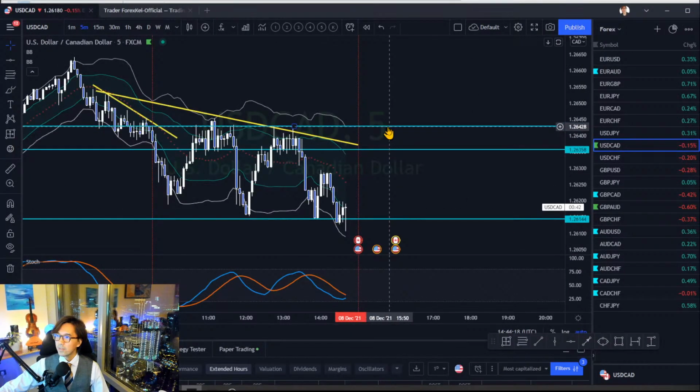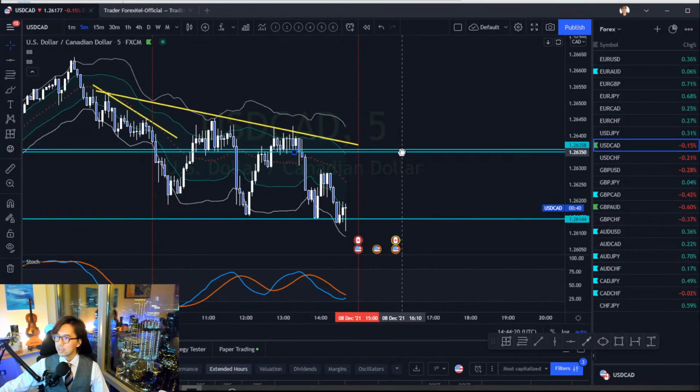Okay, so now I move this stop loss to break even like this. So let's continue to monitor at the news, which happens in about 15 minutes.